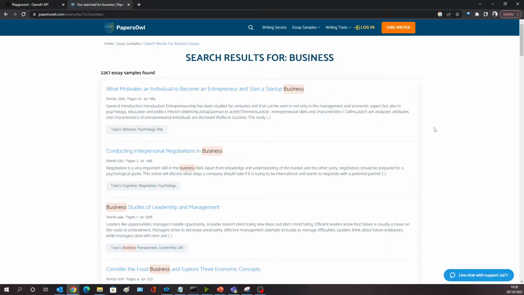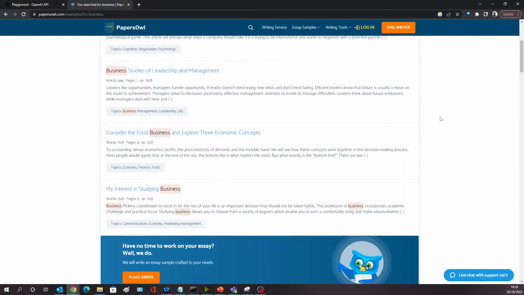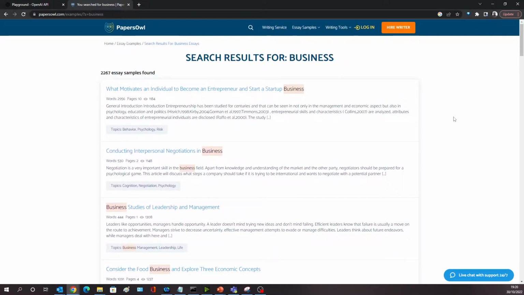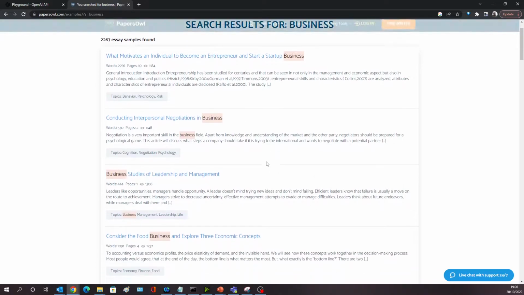So let's choose one of these topics. I've not pre-prepared this. You can probably tell by my bluffing through this, as I always do, but the kind of things students may be asked to write about in business. What motivates an individual to become an entrepreneur and start a startup business? I hate the words start and startup within three words of each other. Very hard to say. Conduct interpersonal negotiations in business, business leadership and management.